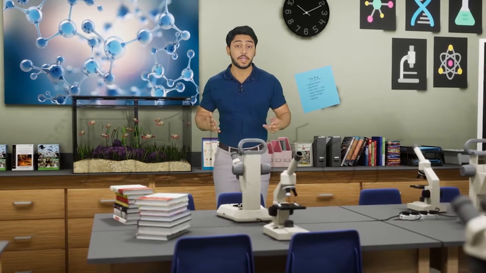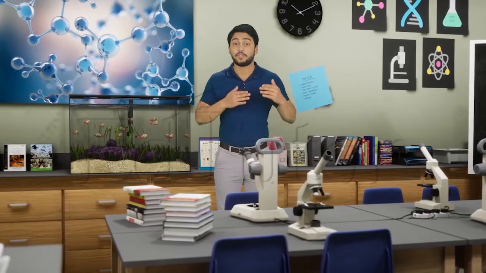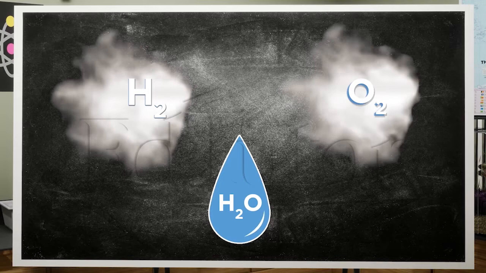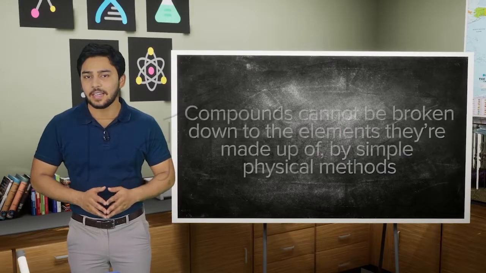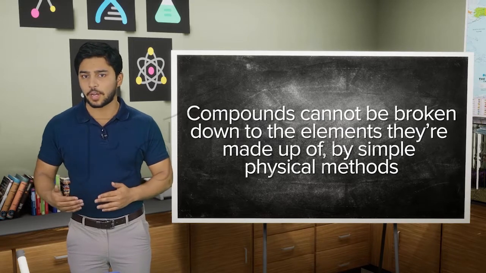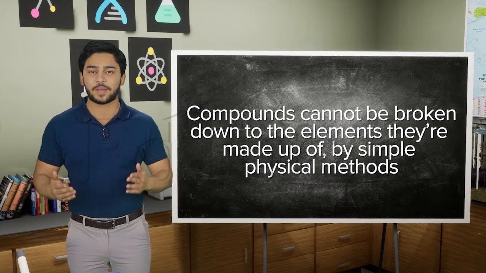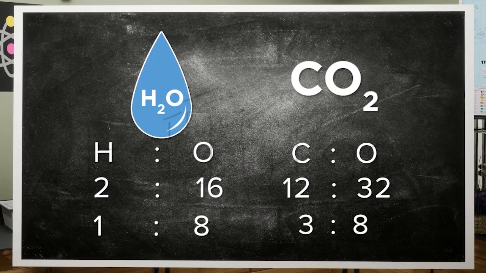So, you've learned three important points so far, which are: firstly, compounds possess different properties compared with their own constituent elements. Secondly, compounds cannot be broken down to the elements they are made up of by simple physical methods. And lastly, the ratio in which these elements are combined to make compounds remains unchanged.